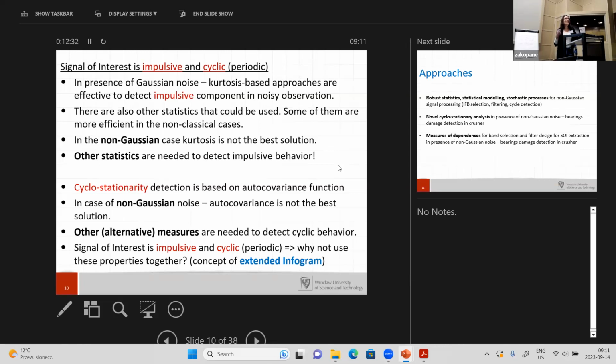Everything was easy when the signal was Gaussian. However, if we have a non-Gaussian signal with large observations, the classical estimator of the autocovariance is not appropriate. Therefore, we propose alternative robust measures of dependence related to this kind of signal. There is also the idea that combines impulsive and cyclic behavior identification, and this is the idea of the infogram. In our research, we also extend this idea to the non-Gaussian case.